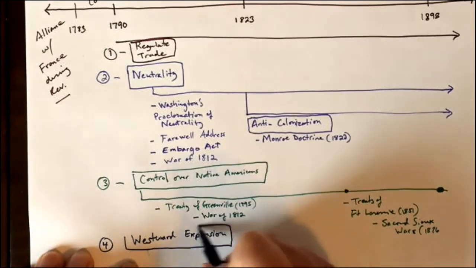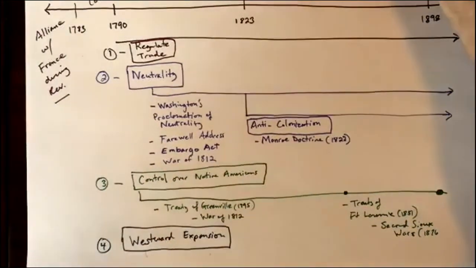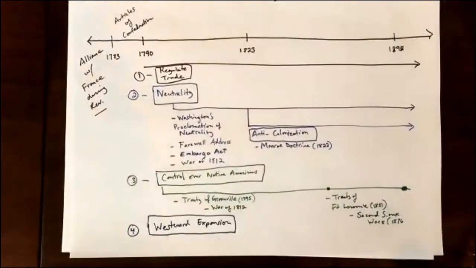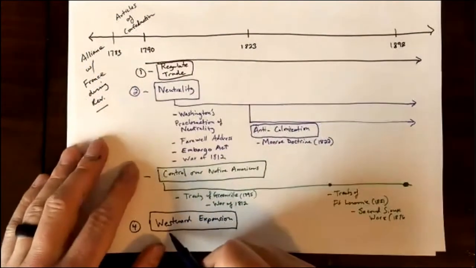So throughout this time period, America is also spending a lot of time and a lot of energy in terms of foreign policy trying to gain more land for itself. So westward expansion becomes an important part of our foreign policy. And we can see this over and over again throughout the 1800s as the United States is constantly getting involved in other countries in order to try to gain land.